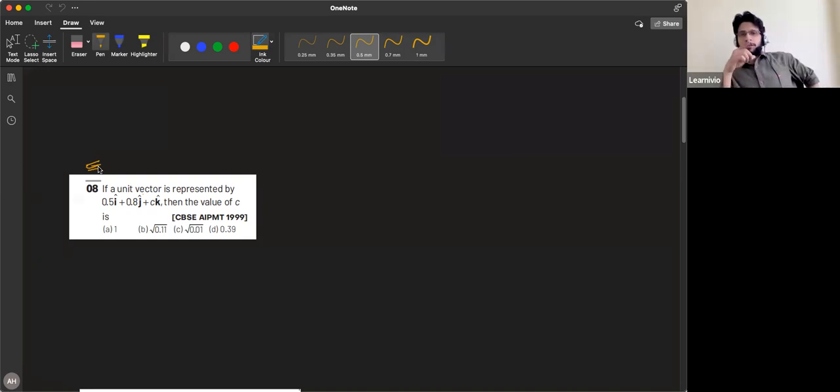The difference between this NEET paper, AIPMT paper, and JEE is NEET asks questions usually on one topic, but when the same question comes in JEE, it combines 2 or 3 topics. When these types of questions come into JEE, it combines unit vectors and multiplication of vectors, either dot product or cross product.